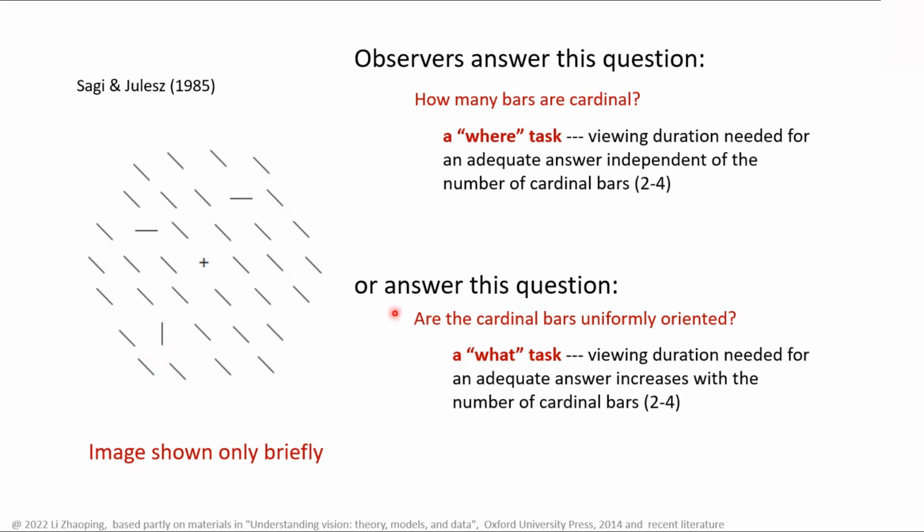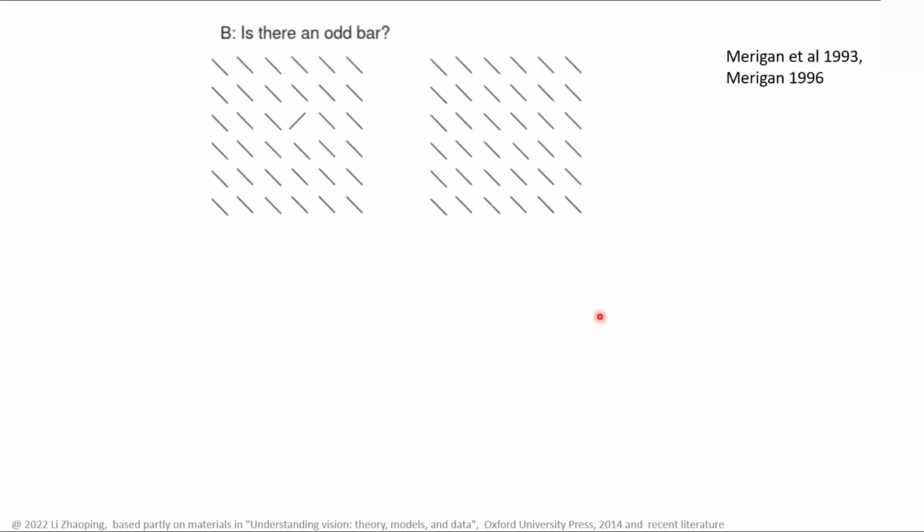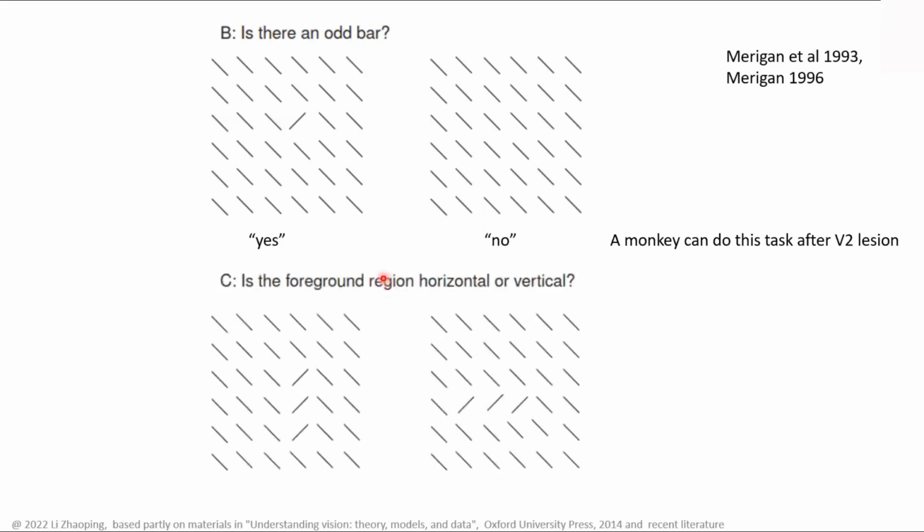So that's also kind of a hint for you. Imagine you ask a monkey, is there an odd bar in this image? The answer will be yes here and no there. It turns out that for a monkey, if you take off their V2, they can still do that. That's interesting, huh? But if you show them this image, and ask them, is the foreground region horizontal or vertical? The answer is vertical here and horizontal here, yeah? And if you take off their V2 or V4, they can't do it. That's another way to hint to us what could be going on, yeah?